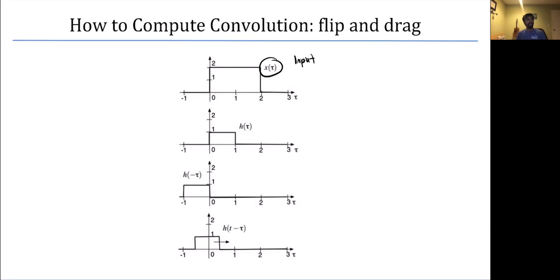So now I have an x of tau, that is my input. The axis of this top plot is with respect to tau. This signal is a very simple boxcar function. It's a rect function. And that's going to be the input to my system. My system is going to take an input and also operate on it like a rect function. So here you have your impulse response.